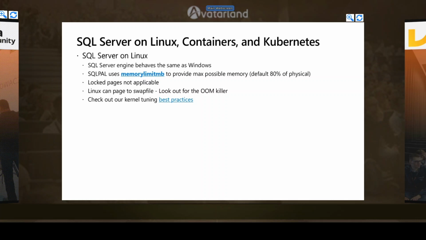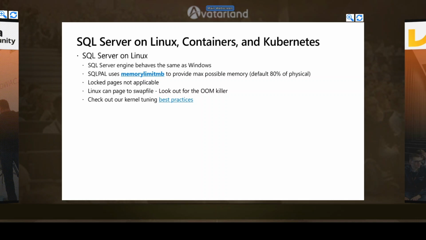When you look at, let's say you set max server memory to 0. Well, max server memory 0 means the default is 80% of physical memory in Linux. You can change it though with this memory limit MB counter. Lock pages doesn't matter in Linux. There is no concept called lock pages, so we don't even set that up at all.